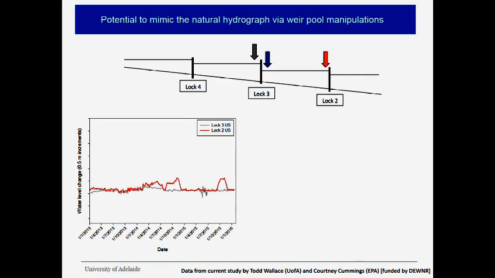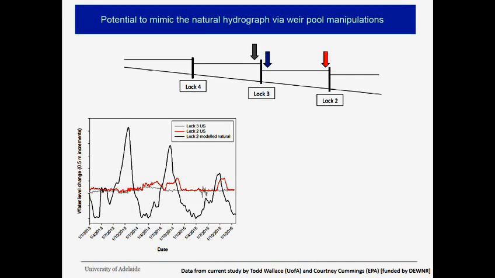I've just adjusted them so they line up on the axes. The grey line shows water level at Lock 3, which was held stable, and the red line shows the change in water level at Lock 2. And this event here and this event here are weir pool manipulations. And so the weir pool manipulations are clearly reinstating some variability in water level at the site.